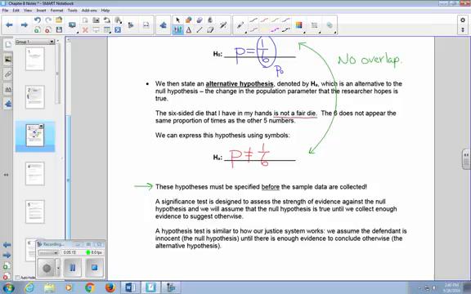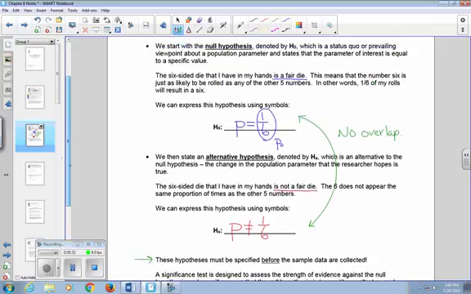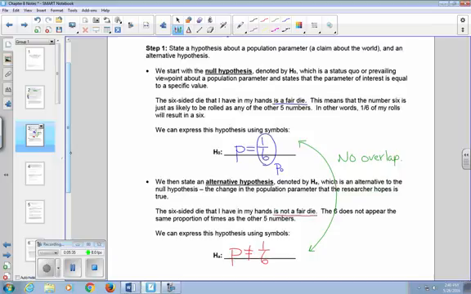it is not fair. And a hypothesis test is similar to how our justice system works. You assume the defendant is innocent, that's your null hypothesis, until there is enough evidence to conclude otherwise, your alternative hypothesis. One last comment about hypotheses, your first step. Keep in mind, this is something technology is not going to be able to do for you. It requires an understanding of the context of the problem.